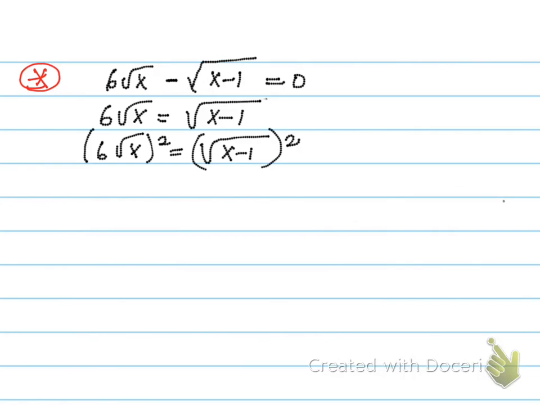The right side is easy. You just have x minus 1. Be careful with the squaring of 6 root x. 6 squared is 36. Square root of x squared is just x. So far it looks pretty easy, right? 35x equals negative 1. And x equals negative 1 over 35.